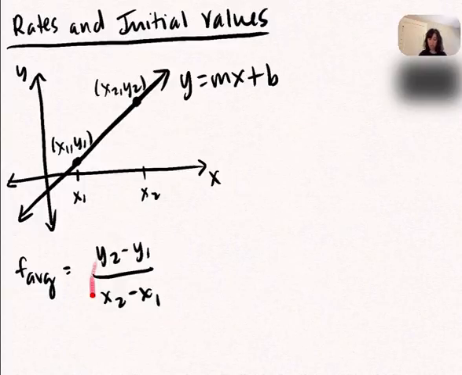Now, this equation might look very familiar to you guys, and if it does, it is precisely because for a line, we always get the same exact number here when you take 2 different points on the line. You always get a consistent number called the slope.